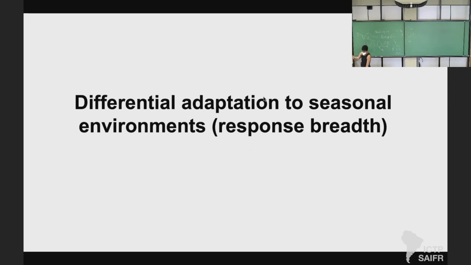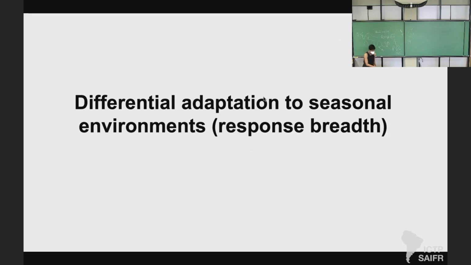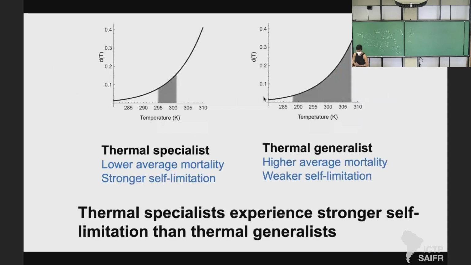Now, that's about thermal optima, right? Remember, we have optima and response breadth. Any plastic response has some sort of an optima and a response breadth. Now, let's look at differential adaptation to thermal environments in terms of response breadth. So, if you are a thermal specialist, you're active over a narrow range of temperatures no matter where you are. So you have lower average mortality and stronger self-limitation.